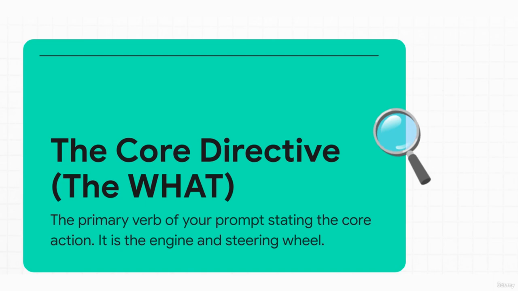Without a clear, explicit directive, the AI has no purpose. It's like having this incredibly powerful engine with no steering wheel. You know, it might rev and make a lot of noise, but it's not going anywhere useful. The what is the component that points that powerful engine in exactly the right direction.